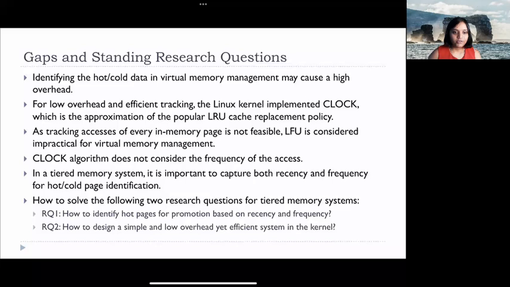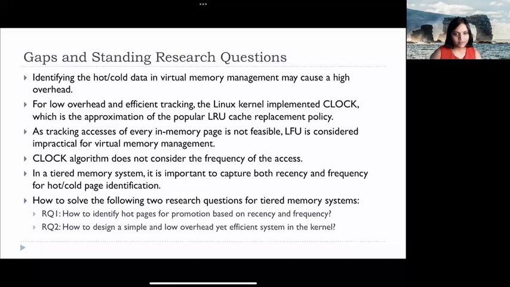Coming back, the clock algorithm does not consider the frequency of access. So clock is just an approximation of LRU. So if we figure out a mechanism to somehow capture the details of the frequency into our clock algorithm, even that would be much more productive and useful, right? How do we do that?